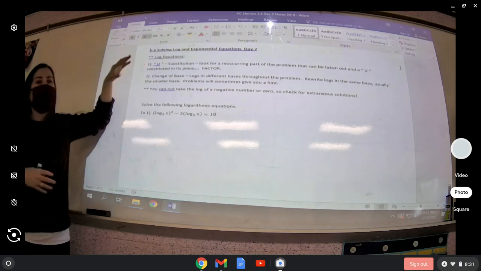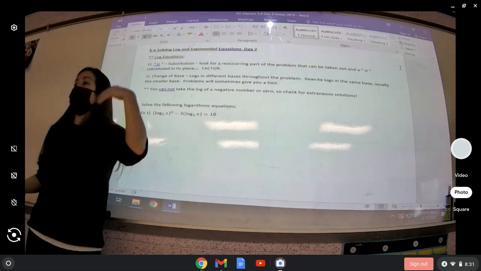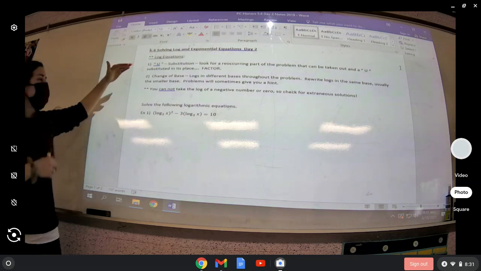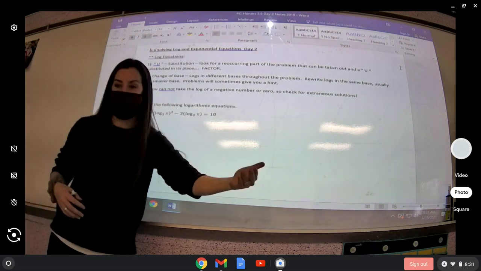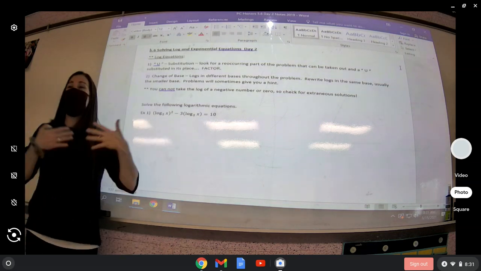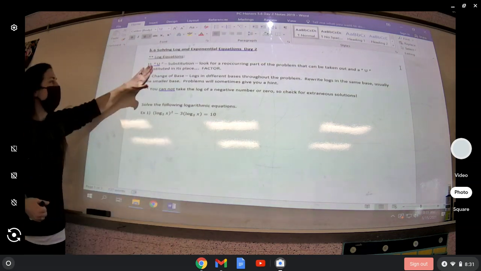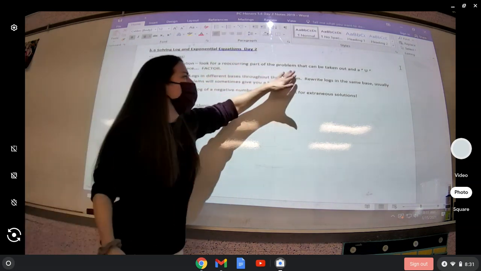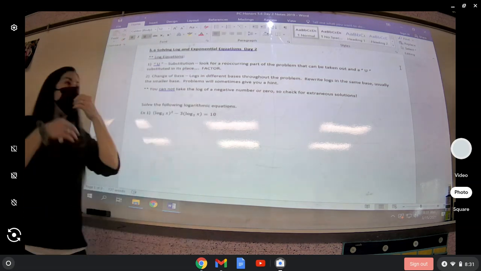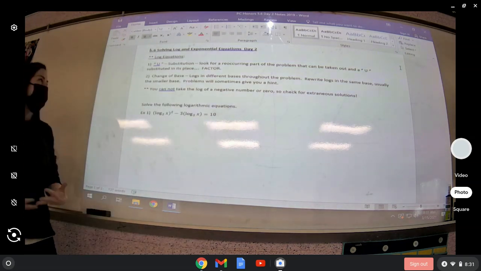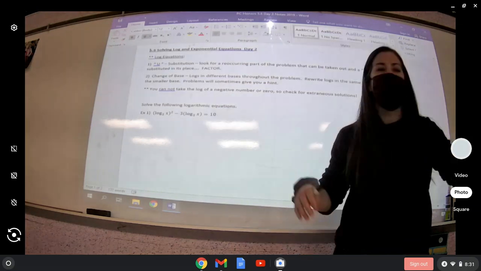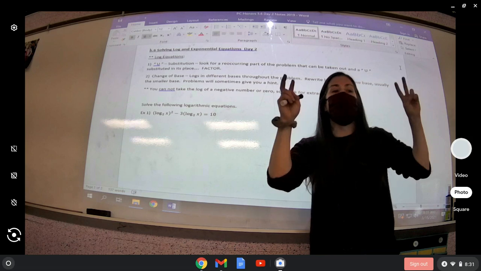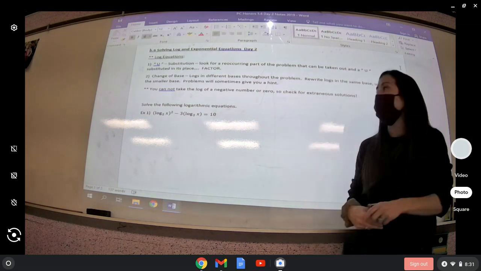I just want to show you guys a couple of methods that you may see in calculus, just so you guys are aware of them. When you are dealing with log equations, sometimes when they are a little bit more difficult or different looking, there's something called U substitution. You want to look for a reoccurring part of the problem that can be taken out, and a U can be substituted in its place. And then a lot of the times it may turn into a nice factoring type problem, now that it looks a little bit more normal and not so weird, okay?